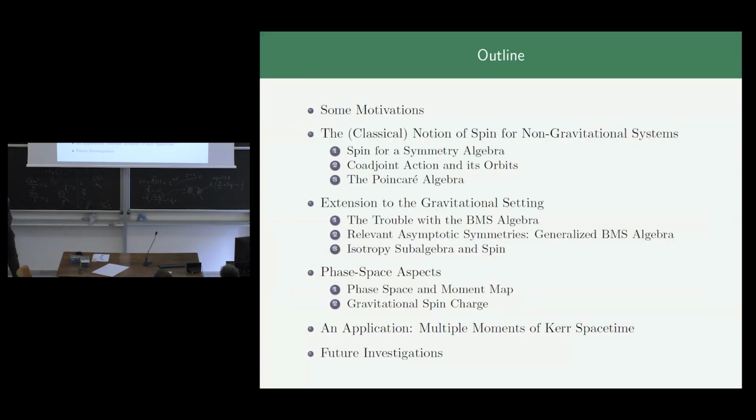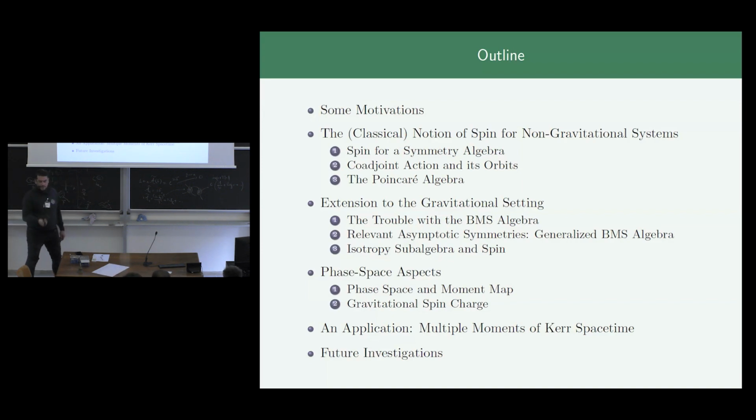So I'm going to talk about a possible definition of spin in asymptotically flat spacetime. This is the outline of the talk. I start with some motivation, why this is an interesting question. Then, to understand the general strategy, I apply it to non-gravitational systems, most importantly the Poincare algebra. Here the concepts used are coadjoint actions and its orbits, related to the dual of any Lie algebra.